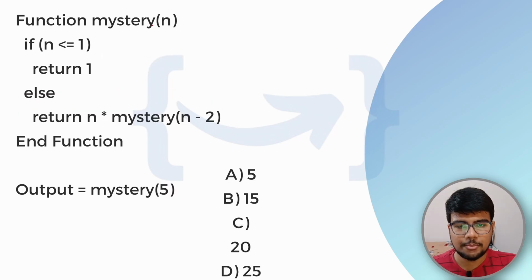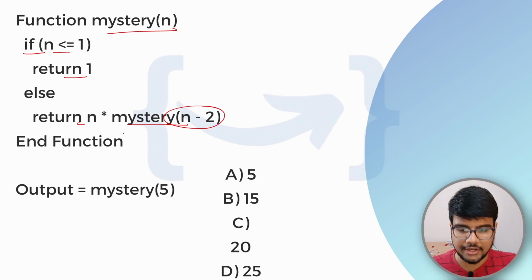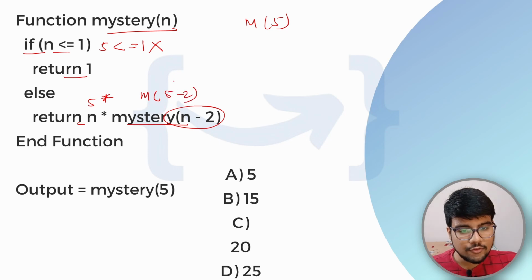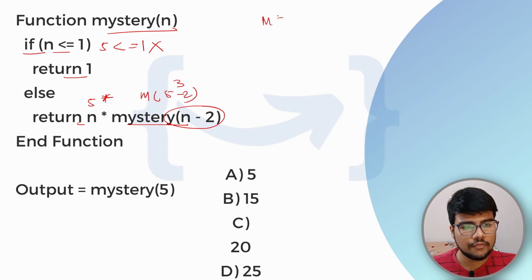Without wasting time, function mystery of n: if n is less than or equal to 1, return 1, or else return n into mystery of n minus 2. Okay, great, so end of function. We are passing mystery of 5. So let me write mystery of 5 here. Is 5 less than or equal to 1? No, then n into mystery of n minus 2, so currently we have 5 into mystery of 5 minus 2, which will be 3. So again the function is called with the value 3. Now we'll check: is 3 less than or equal to 1? No, definitely no. Then 3 into mystery of 3 minus 2, which would be 1.